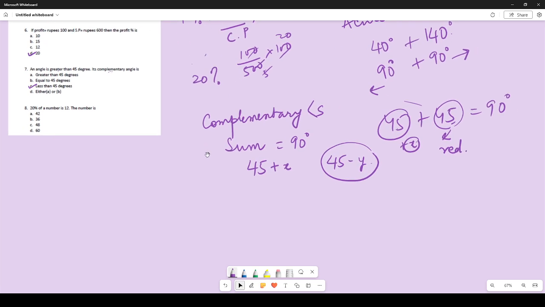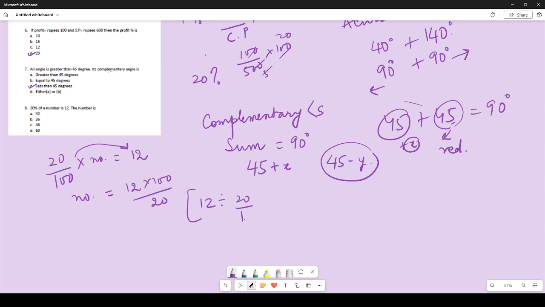20% of a number is 12. The number is, now you remember, 20% of a number is 12. So the number will be what? Number will be 12 into 100 by 20. Why? Because when this moves over to this side, this is actually 12 divided by 20 by 100, or 1 by 5. So when you move it to this side, this division sign, when you change it into multiplication sign, the fraction gets reversed, and this is what we get. So the answer here will be 60.